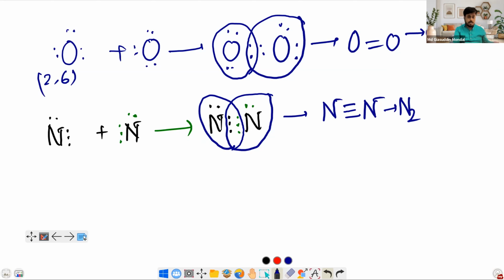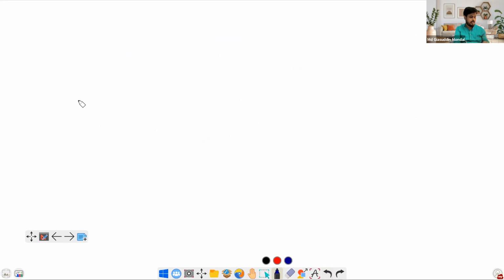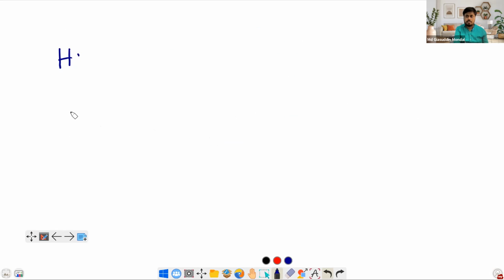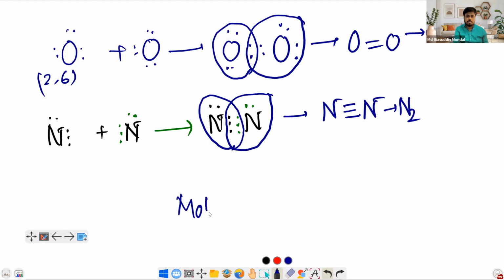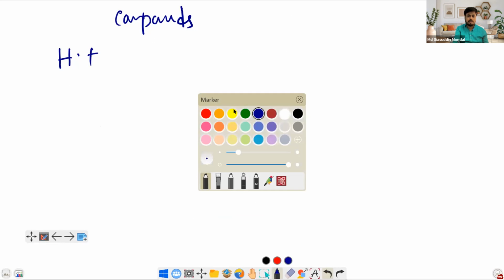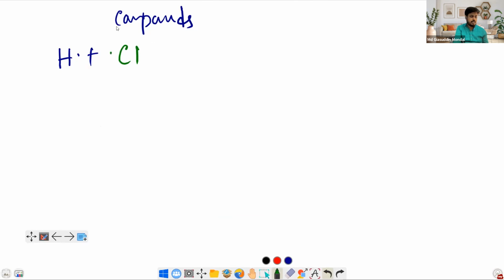So now I'm drawing another kind of thing, that is HCl. Till now we have been doing the same atom, like in a molecule. This is all molecules. Now we are choosing compounds. So it's a different atom, right? So H plus, and we are taking, let's say, Cl minus. How many electrons are there? 1, 2, 3, 4, 5, 6. But only one electron can be involved here.